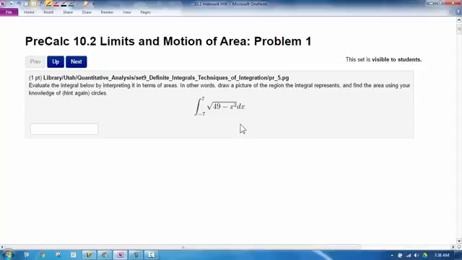Okay, this is 10.2 homework help. The first problem wants us to evaluate this integral right here, interpret it in terms of area. So an integral is area underneath the curve, and so this is the curve we're dealing with. You might recognize that this is a circle from the equation for a circle. If you solve for y, you'd get plus or minus the square root of 49 minus x squared, where the radius is 7.